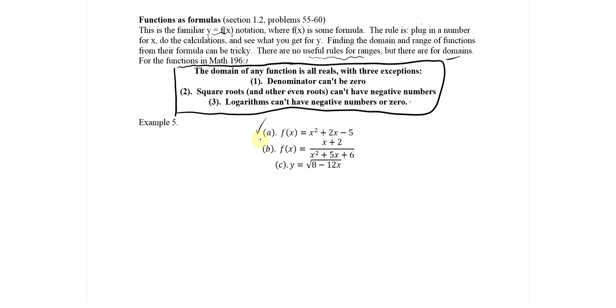Okay, so here are 3 functions. x squared plus 2x minus 5, x plus 2 over x squared plus 5x plus 6, and y equals the square root of 18 minus 12x. So what are the domains for these functions?